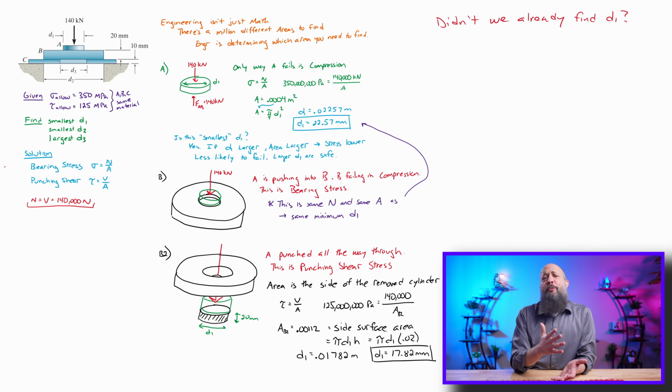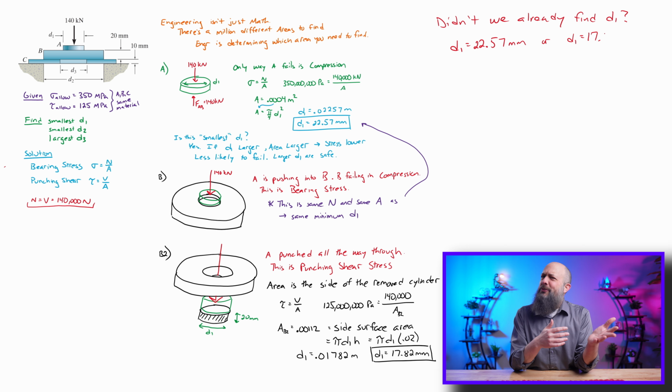Didn't we already solve for D1? How do we have two answers for this? Well, which one is right? The answer is the minimum value for D1 is the larger value for D1, as weird as that sounds, and this is a super common mistake for students to make.